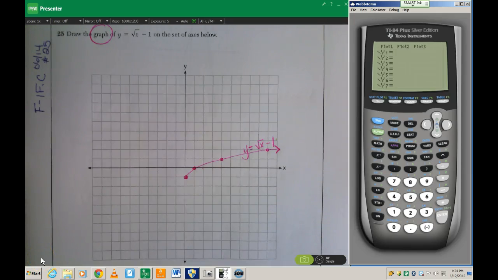Hi everyone, it's Miss Erig, and I got a little too excited. I thought this was only one question, so I'm going to redo this one and then we'll go on to the next three questions. We're doing F-IF-C, and the first, it's analyze functions using different representations.